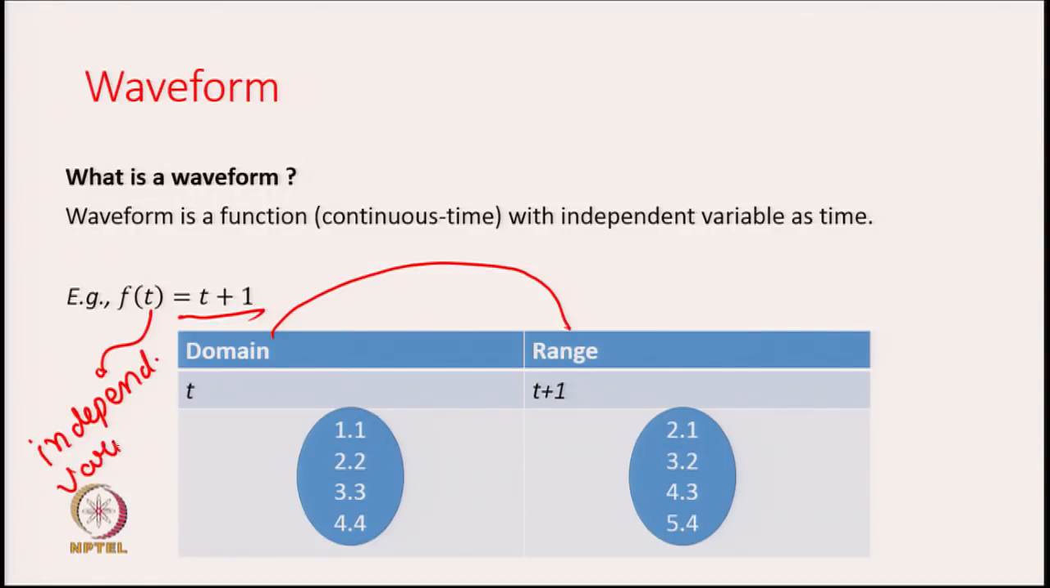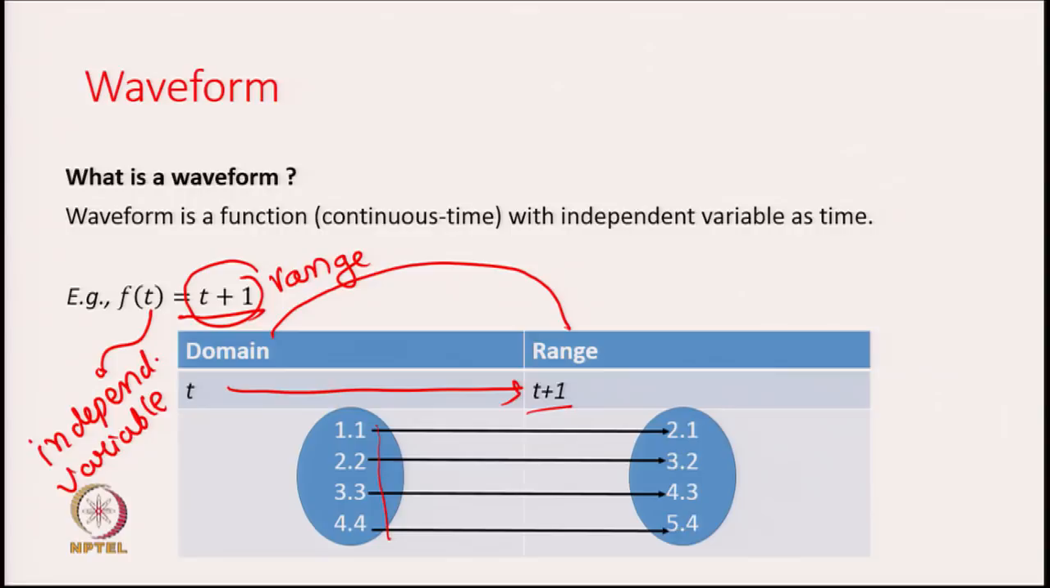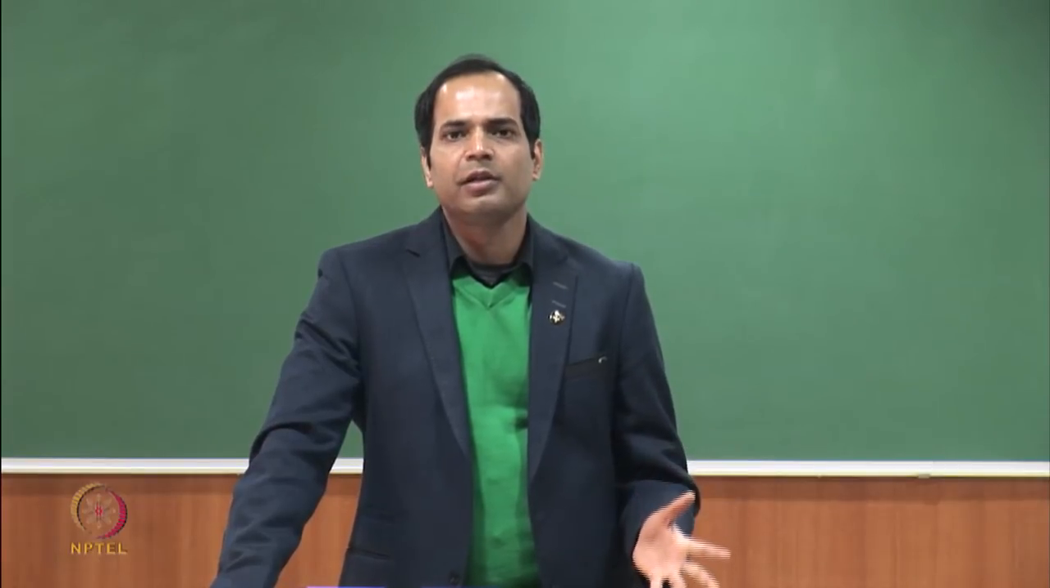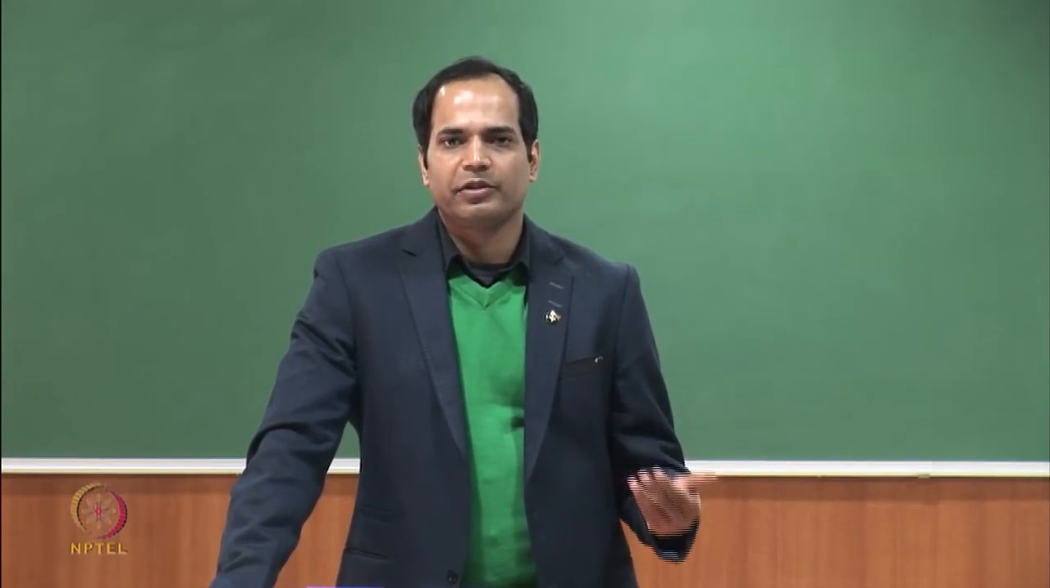So, t is an independent variable, and for the functions of interest in this course, the independent variable is always time, and maybe sometimes frequency, but mostly it is time, and this is giving us the range of the function. It is providing a mapping between domain and range. For example, if the domain takes these values, then the range can be obtained by just adding 1 to this. So, this is a very simple example of a function. A function provides a mapping between domain and range, and a waveform is a function with independent variable as time, a continuous time function.